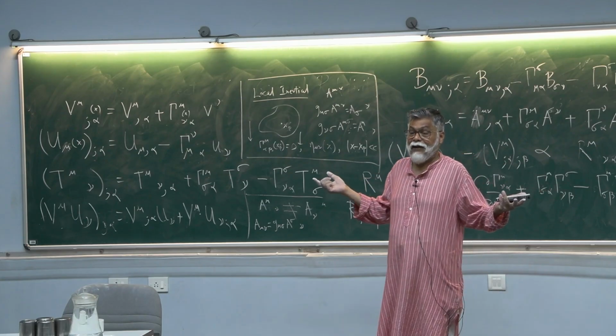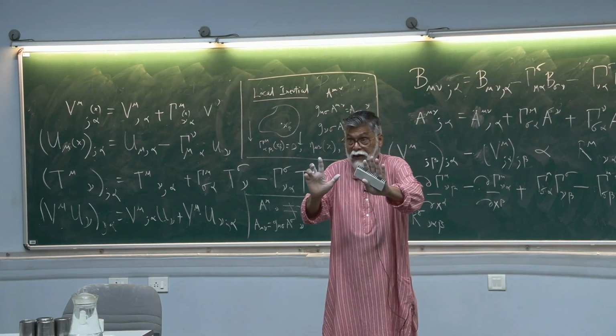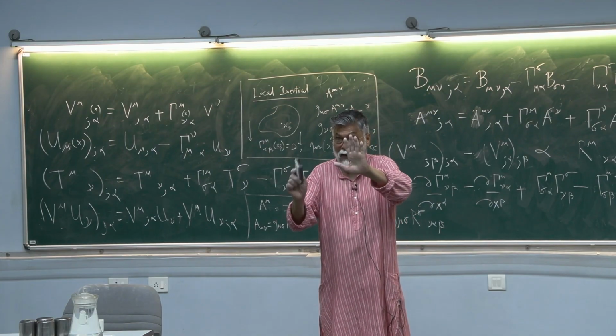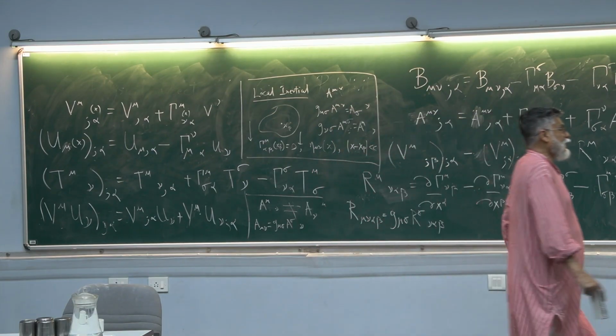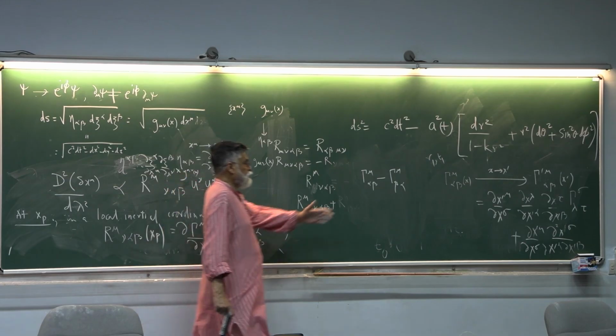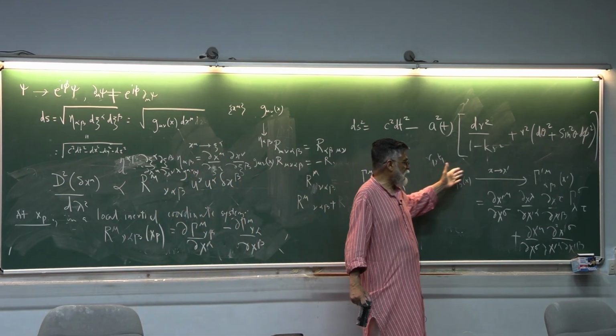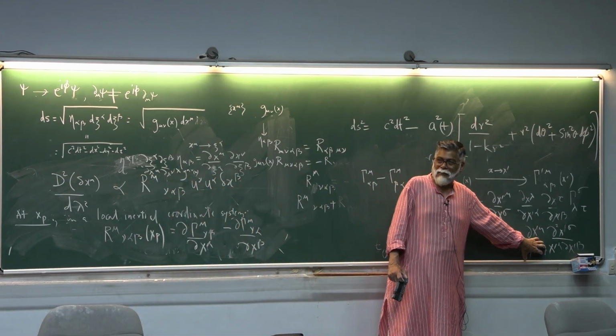So it's obvious that gamma mu alpha beta minus gamma mu beta alpha is 0, only if torsion is absent. No, wait, I have not even introduced torsion. All I am saying is that gamma mu alpha beta is not a tensor because when you do the transformation, there is an extra piece.